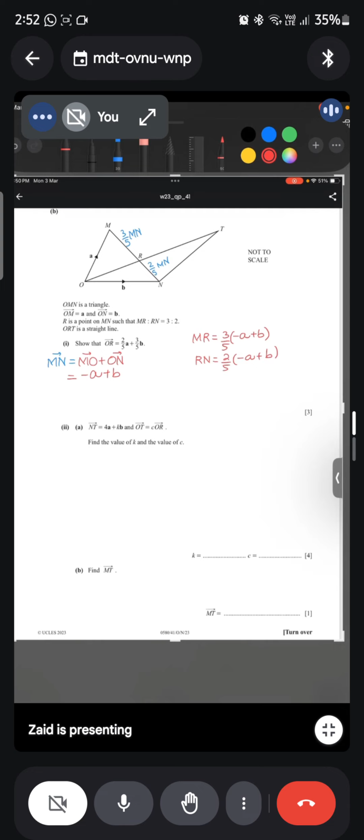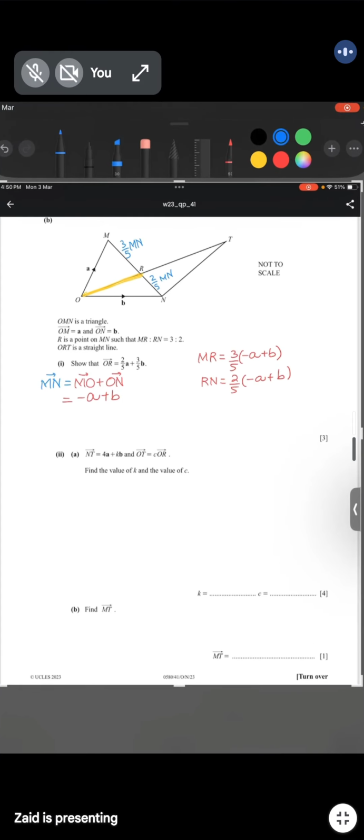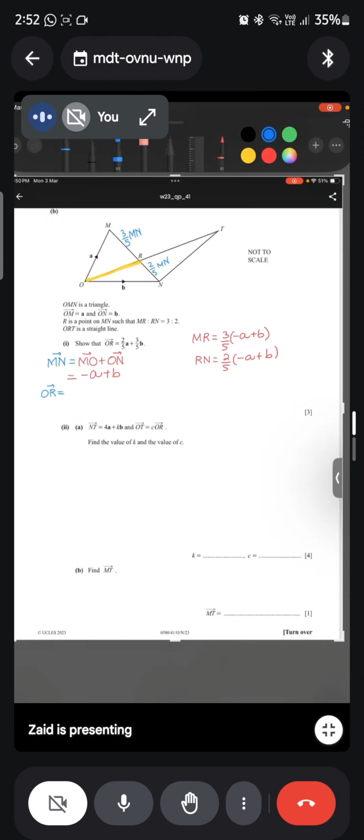So I have to figure out the value of OR. Okay, so OR. Who's going to make an expression for OR? You can choose either of the triangles. So OR, yes please. OR can be OM plus MR. Yeah, it can be. OM is A and MR is minus 3 upon 5A plus 3 upon 5B. Okay? 5 ones are 5 minus 3 is 2 over 5A plus 3 over 5B. Done?